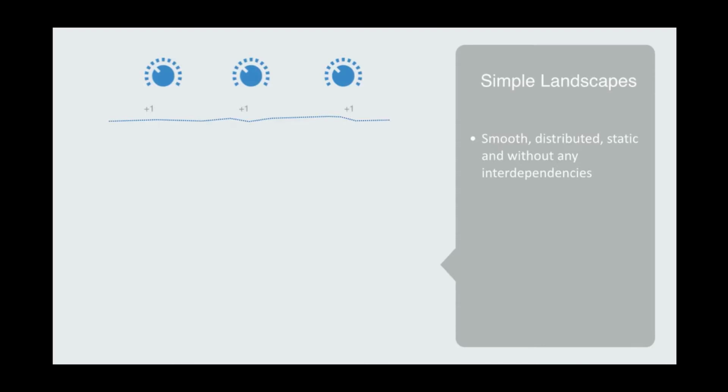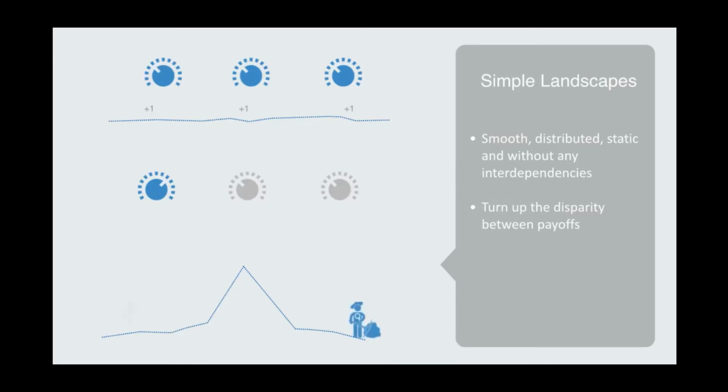Now, let's turn up the disparity between payoffs so that there is at least one optimal solution that is far superior to others. One big mountain in the middle of the landscape. Now all agents need is a simple algorithm that tells them to keep going upwards until they come to a peak and then stay there, as they have now found the global optimal solution. This is called a greedy algorithm, and it works well in these very simple environments.